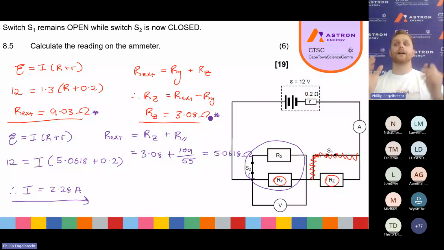Then what I did was I used the situation where S2 was closed and S1 remained open. Again, I used this equation over here, and I realized that the total external resistance is basically the value of RZ plus the value of R parallel. Now remember, we calculated the total resistance for that parallel branch. I just had to add it to RZ, and I get that the total external resistance is 5.0618 ohms. I then use that to solve for current, and this is the value for my current.